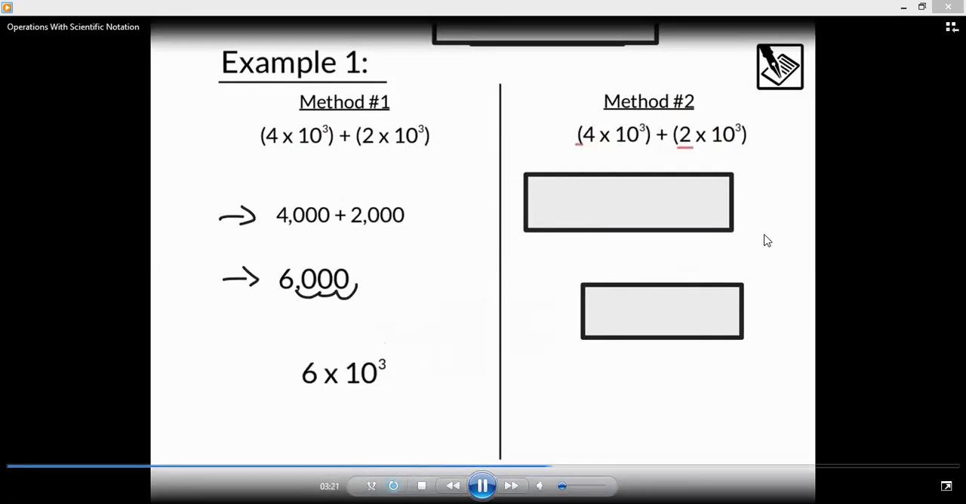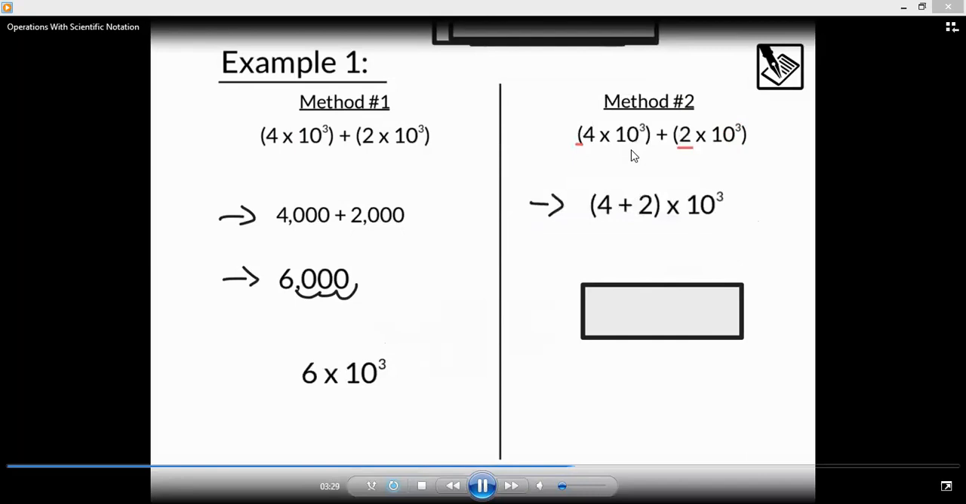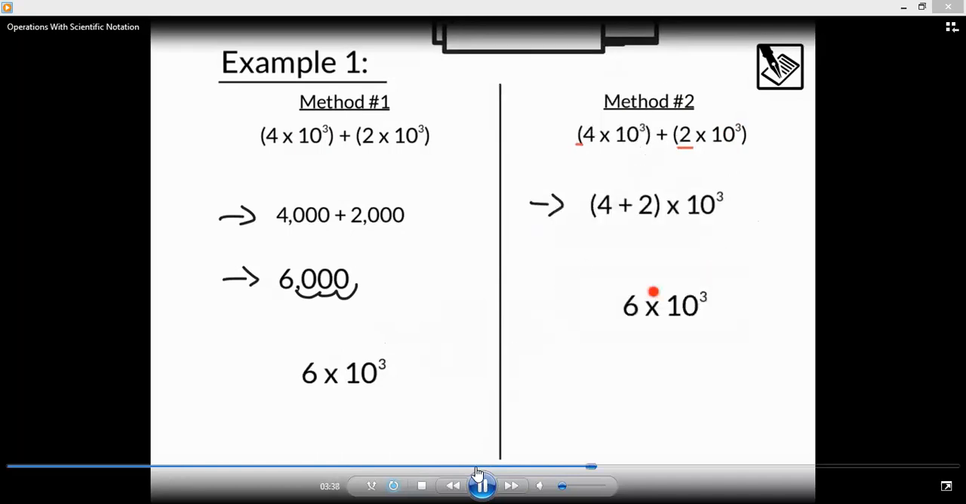Let's move to the next, method 2. In method 2, the first one you have 10 to the power of 3. The second one you have 10 to the power of 3. Then we will combine. You are going to take a common factor, 10 to the power of 3, because it's there in both parentheses. In both parentheses, you can see 10 to the power of 3. Then we will take 10 to the power of 3 out as a common factor.